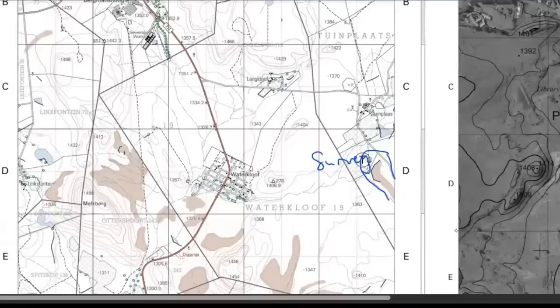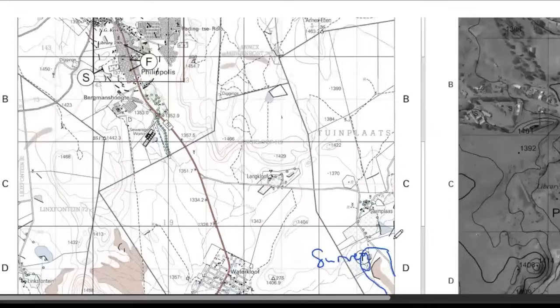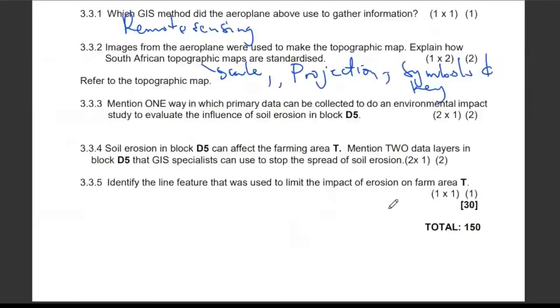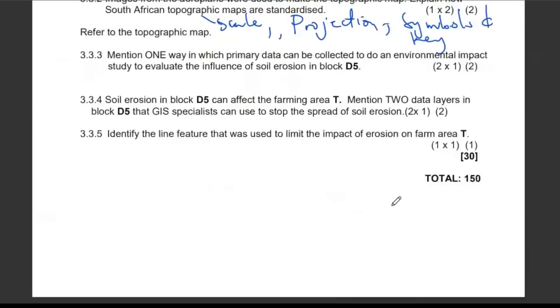We can do a physical visit to the area and do a survey so that we can see the damage that has been caused by the soil erosion in that particular area. So that is one of the ways that we can use to actually collect primary data from that particular area. We can do a survey on the area. We can actually visit the area and do a physical survey so that we can get the basic data that we can collect.